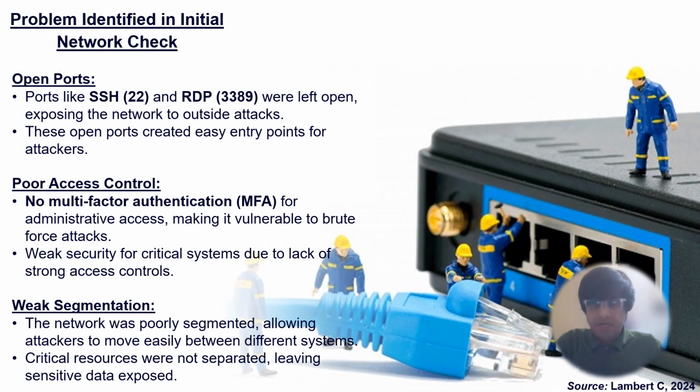During our initial check, we found that the network may have been planned effectively but not managed properly, and this can cause a big issue. Managing networks properly is one of the most important parts of effective network planning. We found that open ports like SSH and RDP were left open, exposing the network to outside attacks. These open ports create easy entry points for attackers. Poor access control: no multi-factor authentication for administrative access, making it vulnerable to brute force attacks. Weak security for critical systems due to lack of strong access control.